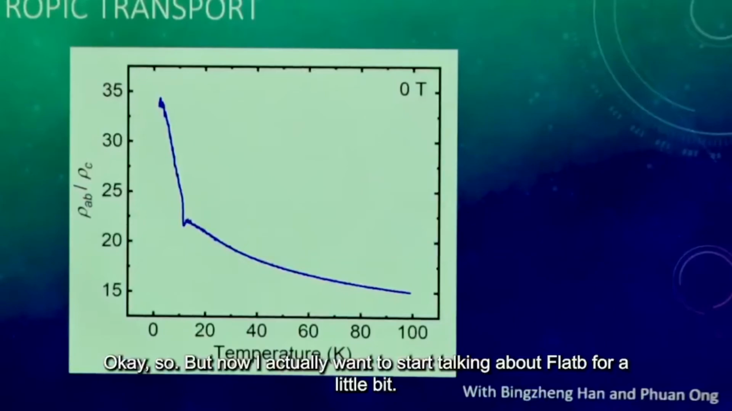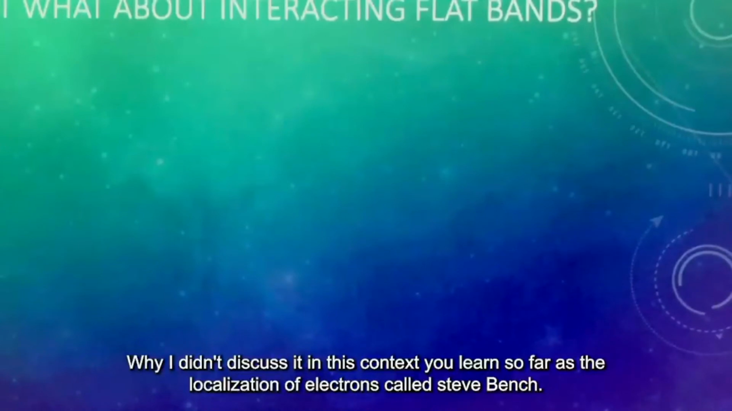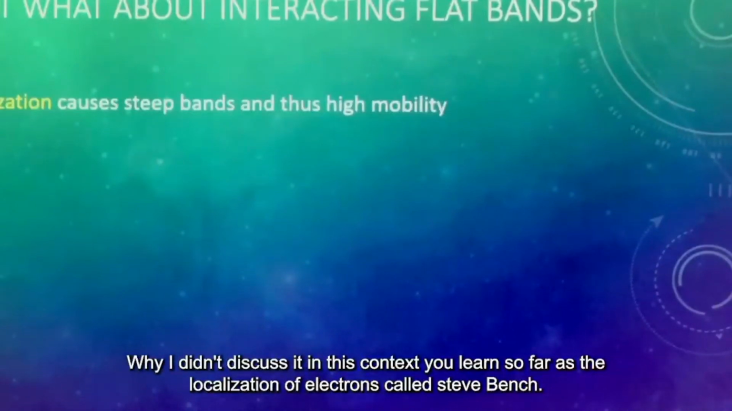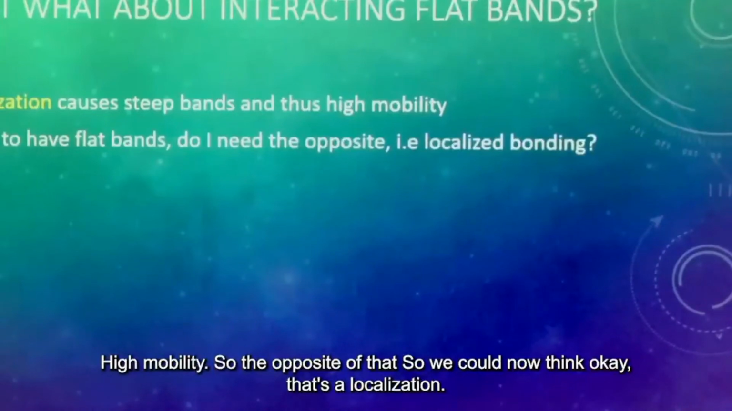Okay, but now I actually want to talk about flat bands for a little bit. We saw there was a flat band just in the system, but I'll get to why I didn't discuss it in this context in a second. We learned so far that delocalization of electrons causes steep bands and high mobility, so the opposite of flat bands, right? So we could now think, okay, does localization then cause flat bands? And no, it doesn't. It just makes a band gap, and then bands can be pretty steep above and below the band gap.